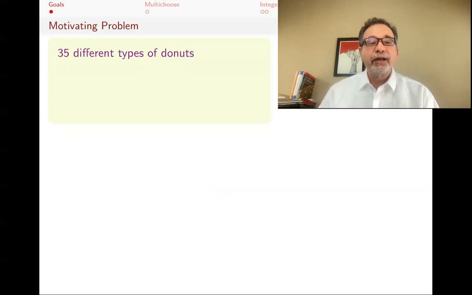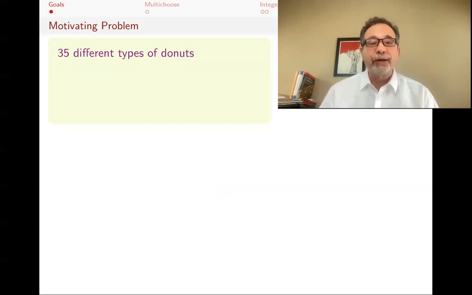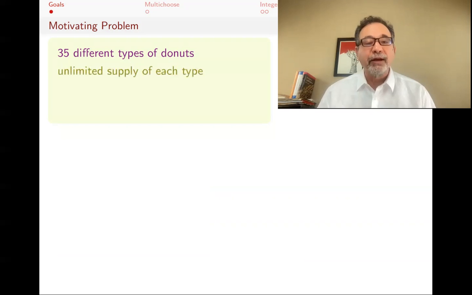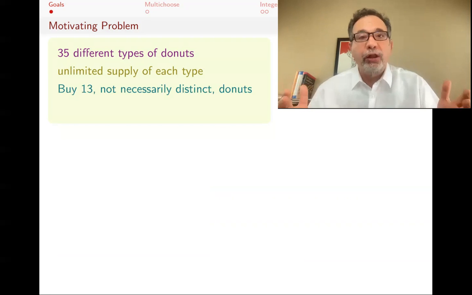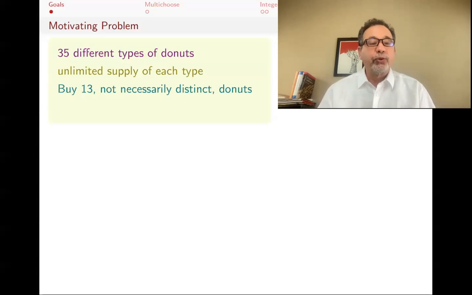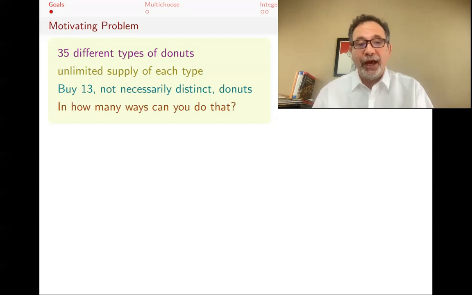So let's say that you have 35 different types of donuts. You went to a donut shop. There's a whole bunch of types of donuts, and you want to buy some. There's an unlimited supply of each type. You can get as many as you want. You're going to buy 13. Not necessarily distinct. You might want to buy all of them to be jelly donuts or something else, but you might want to also buy different kinds. And what you want to know is, in how many ways can you do that?